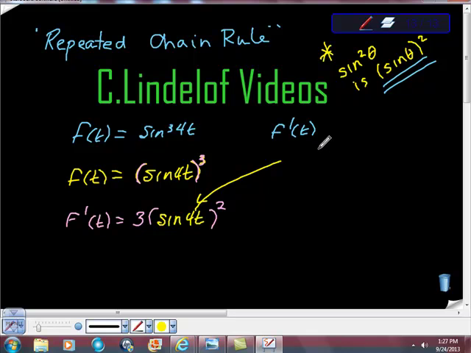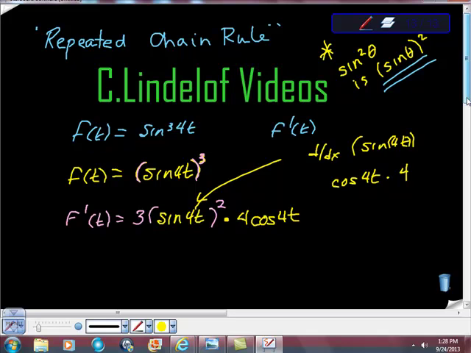So d dx of sine 4t is equal to cosine 4t, right, times the derivative of this inside piece right here, which is 4, right? So I'm going to put that here, and I'm going to put 4 times cosine 4t. Clean it up a little bit.